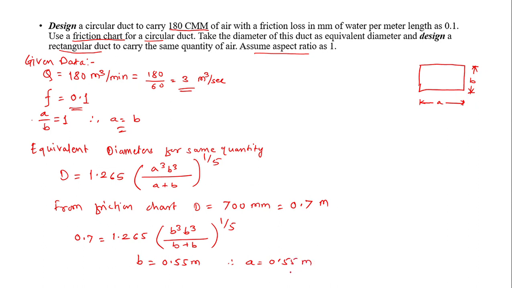So this is how you can find out the dimensions for the rectangular duct, or design the rectangular duct, if you know the volume flow rate and the friction loss in mm of water per meter length. Okay, fine, thank you.